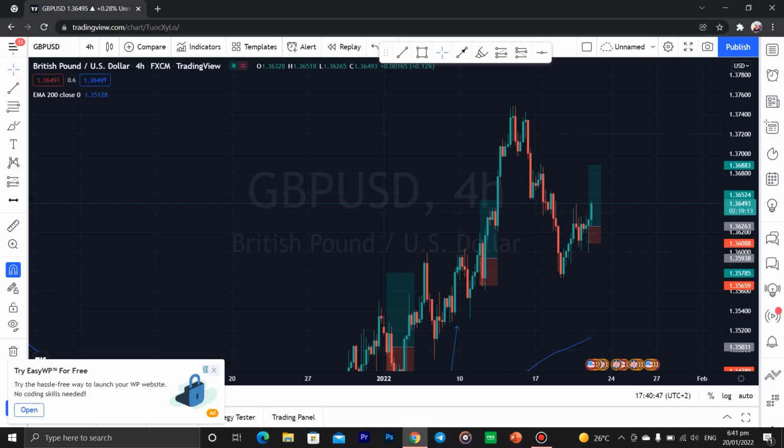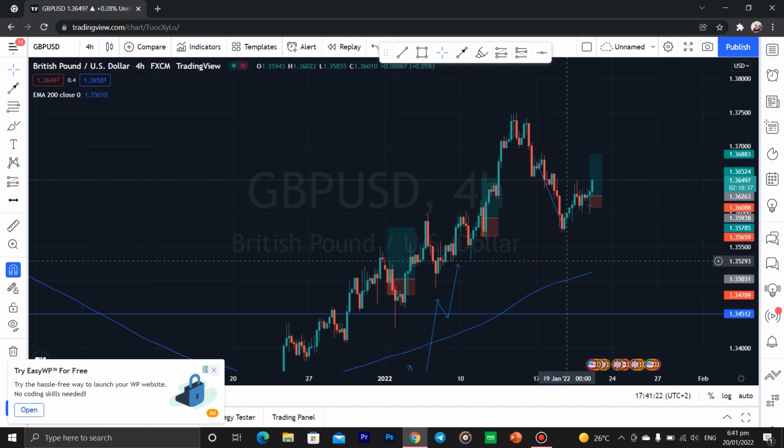So what's up, gang? This is how I am currently in the trade. This is how I am holding this trade. This is GBPUSD on the H4 currently. Now I'm going to show you how I came up with these trades.